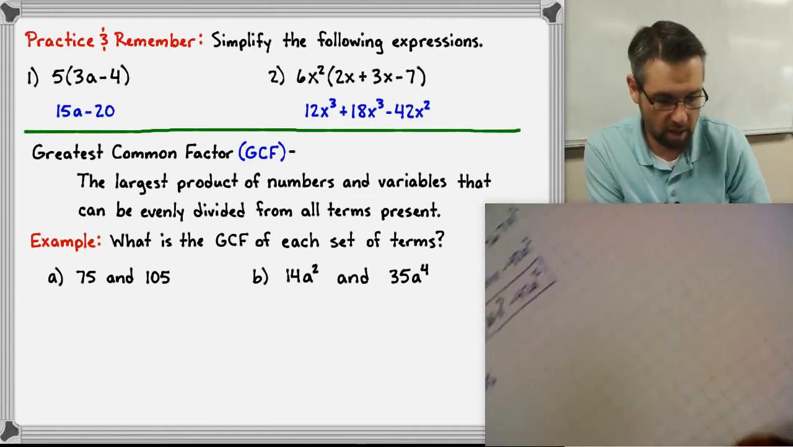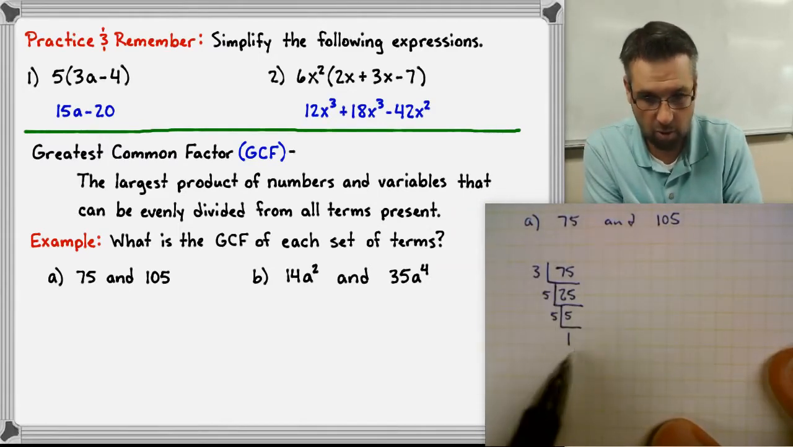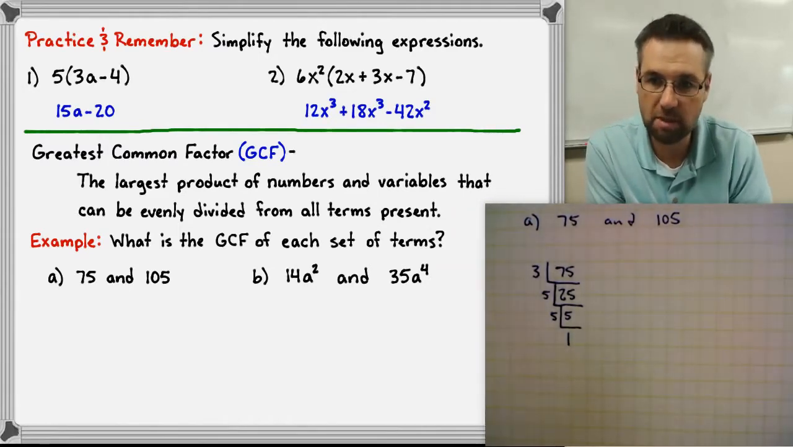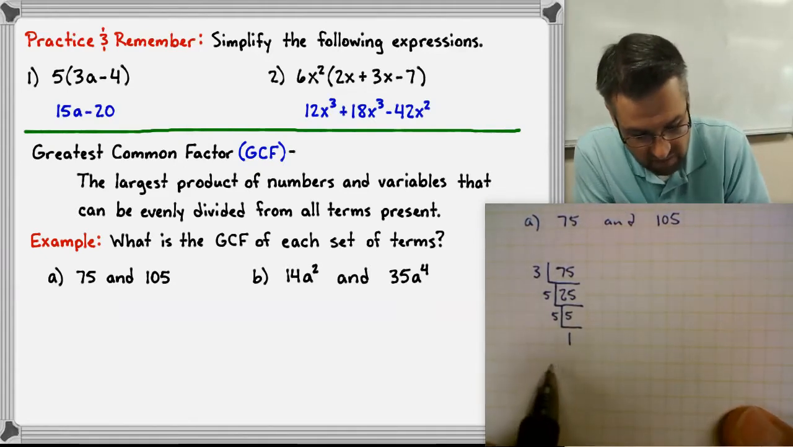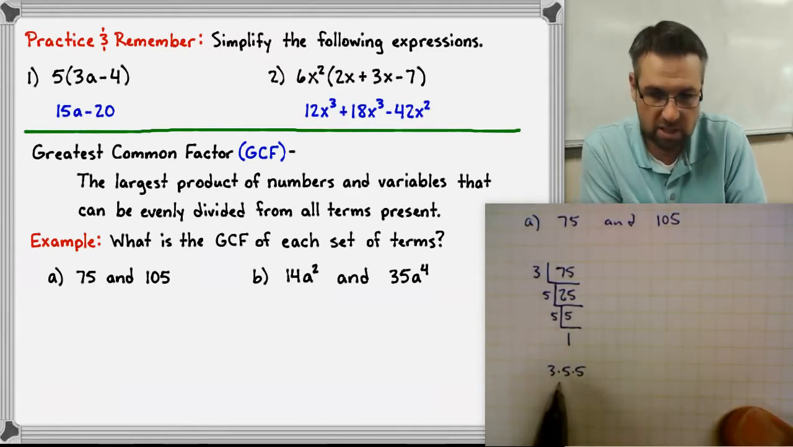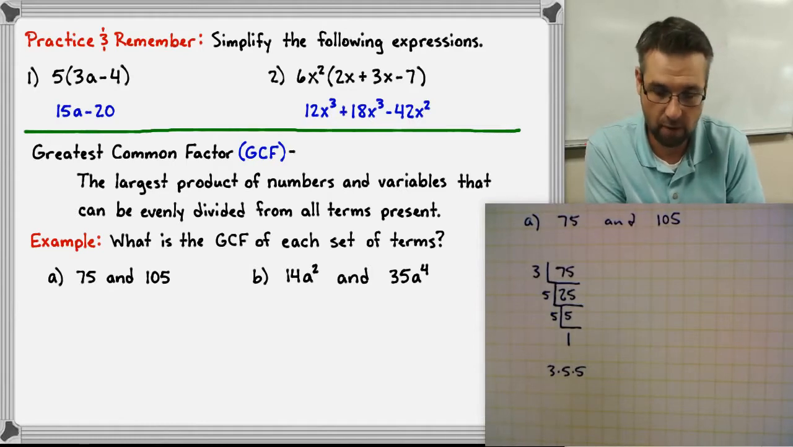But that's one method to factor. The bottom line here is, aside from the 1, the 1 is always going to be a factor of any number. The prime factors of 75 are 3, 5, and 5. 3 times 5 times 5 is 75, and you can use a calculator to check that out, okay?